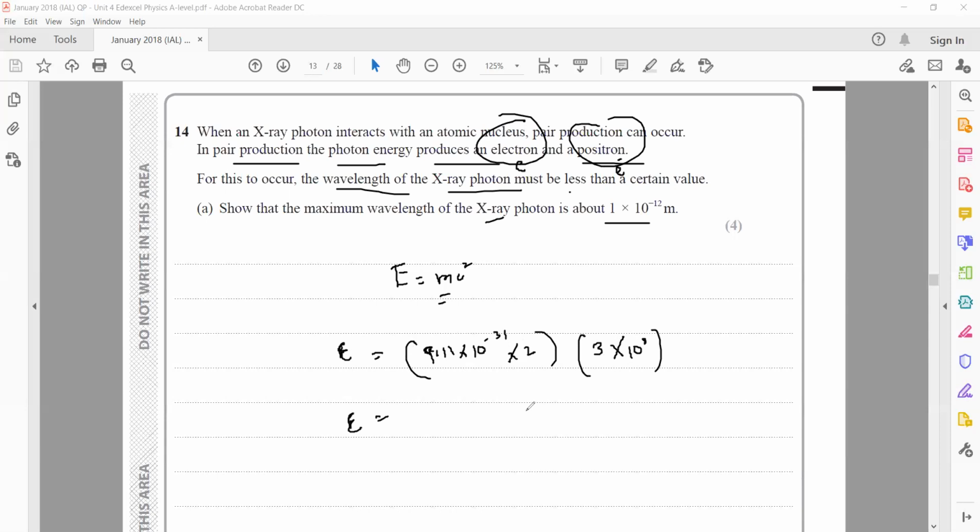After getting this energy in joules, I need a wavelength, because the question is not about energy, it's about wavelength. So I'll use the formula E equals hc over lambda. I know how much energy I need for a photon. The Planck constant is 6.64 times 10 to the power minus 34, and the speed of light is 3 times 10 to the power 8. So I can find the wavelength required to produce this pair of electron and positron. Is this part clear?